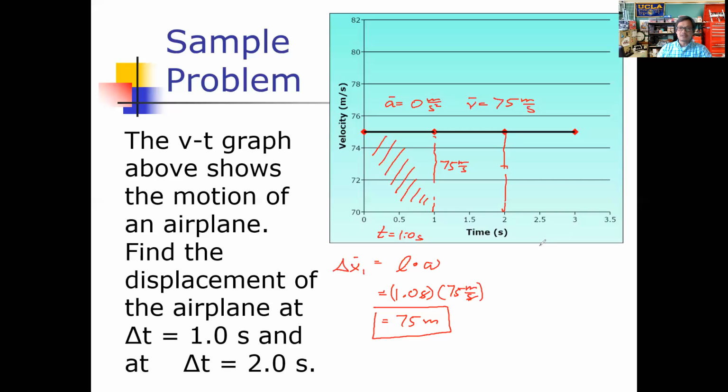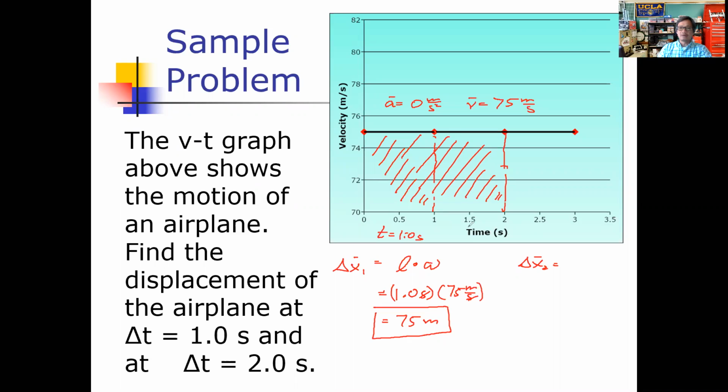Let's go ahead and do the second displacement. Okay. Now we're dealing with, let me go ahead and fix this really quickly. Okay. Right. Now we are dealing with a larger rectangle. They want us to find then the total distance traveled for 2 seconds.